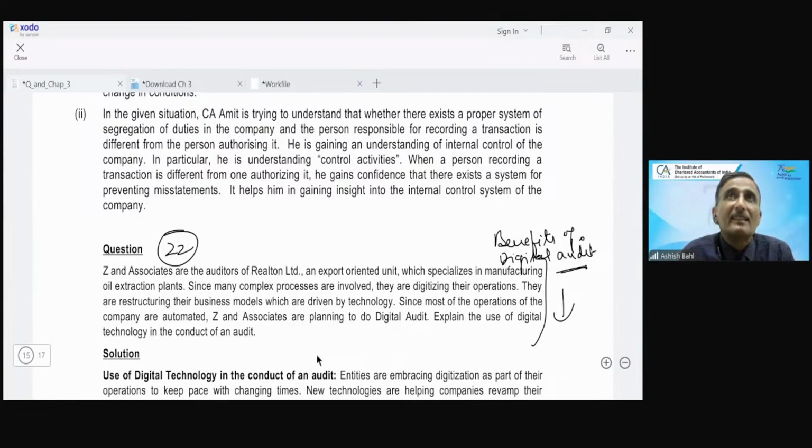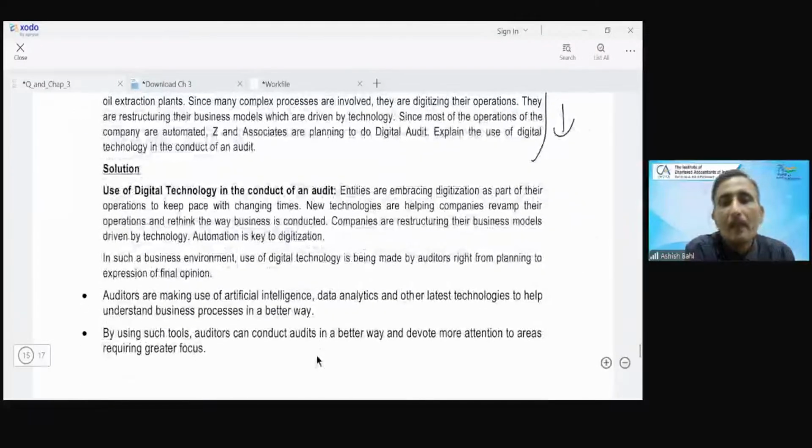So in these circumstances, the auditor is also making use of digital technologies to conduct his audit, like for understanding, for identifying and assessing risks, for making samples. So different types of tools are used by the auditor. This obviously improves not only the efficiency of the auditor, it helps him to gain a better insight into the company, saves his time, and might give better results. Okay.